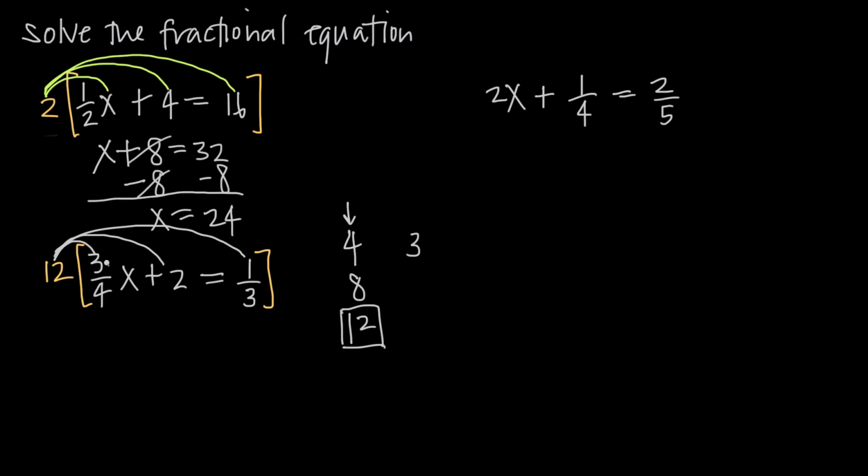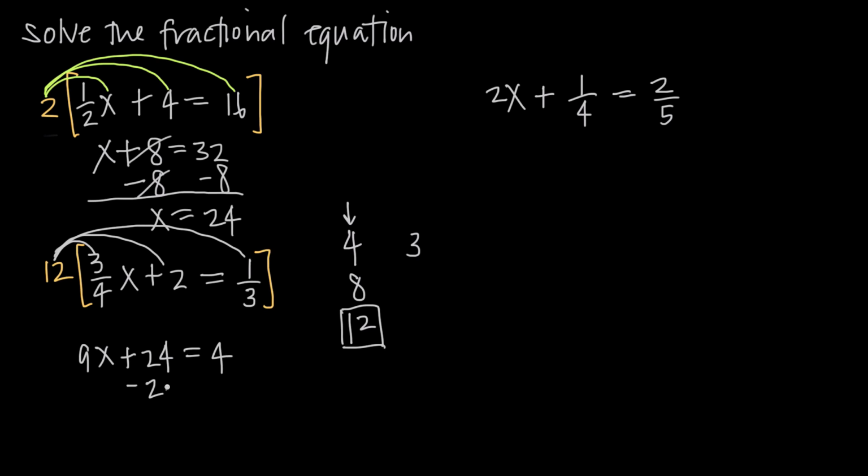12 times 3/4, well, we'll do the numerators first. 12 times 3 gives us 36. 36 divided by 4 gives us 9. So we're going to get 9x. Then 12 times 2 is 24, so we get plus 24. 12 times 1/3, well, we'll do 12 times 1, the numerators, that's 12. 12 divided by 3 is 4. So we get 4 on the right-hand side.